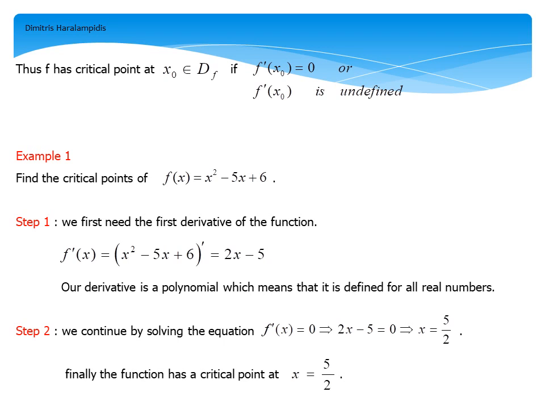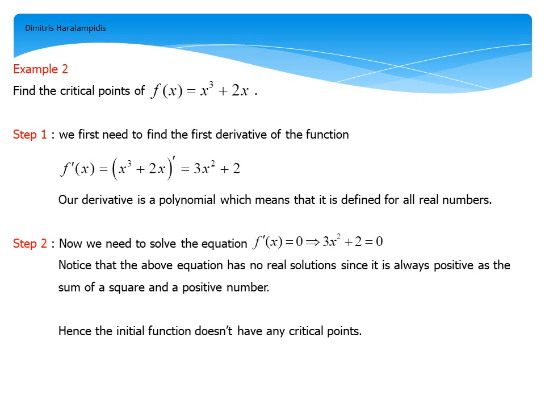Then, in the second step, we continue by solving the equation f prime equals 0, which means 2x minus 5 equals 0, which leads to x equals 5 over 2. Finally, the function has a critical point at x equals 5 over 2.